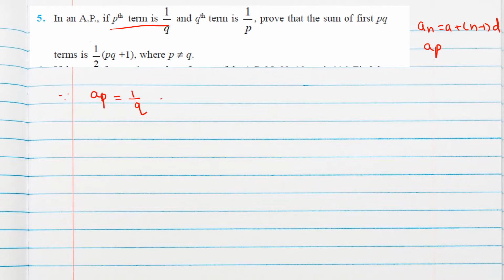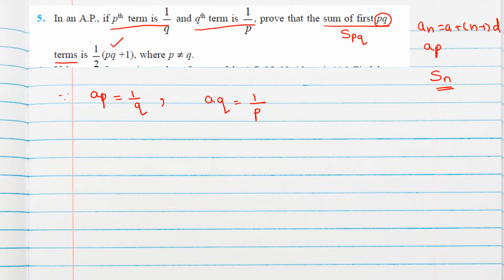Then what is next? The Qth term is 1 by P, that is AQ is given as 1 by P. What we have to prove: the sum of first PQ terms, that is SPQ. What is Sn? The sum of first n terms. Here the sum of first PQ terms means SPQ we should find, and show that it is equal to this expression. So these two are the given things.